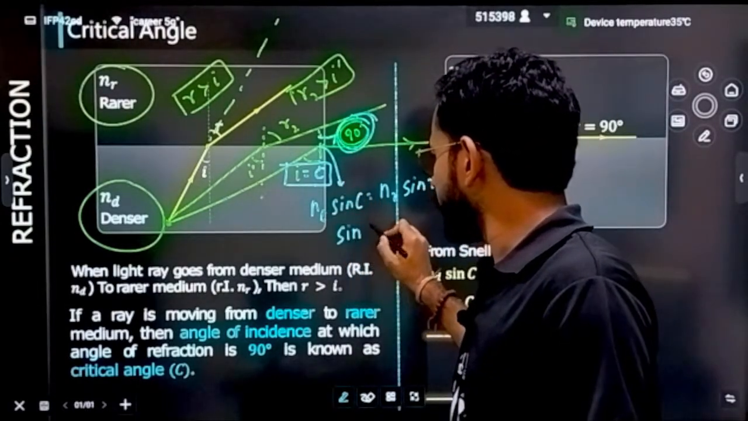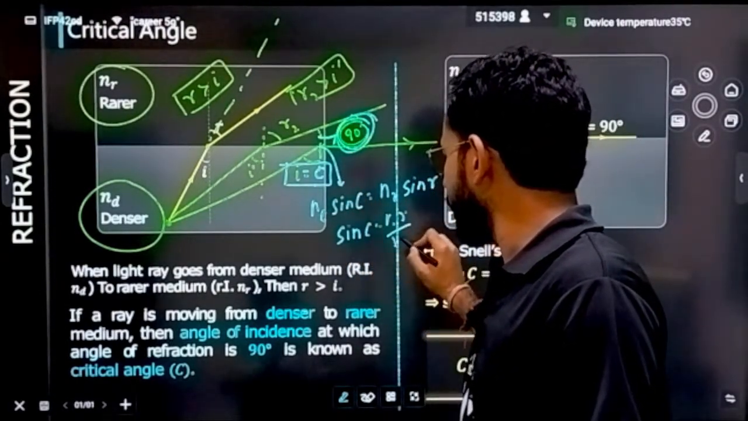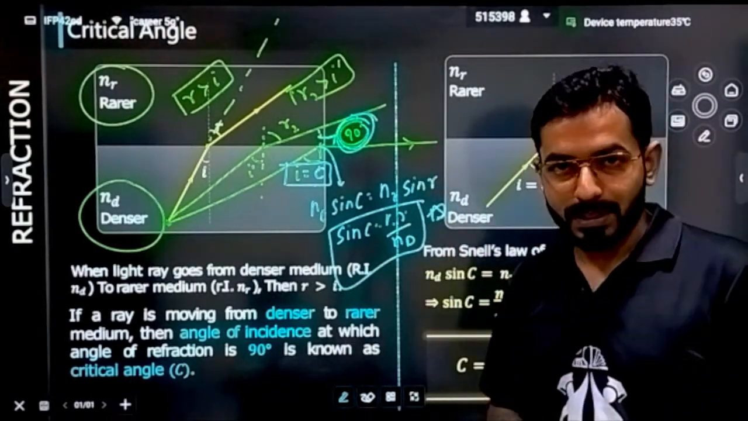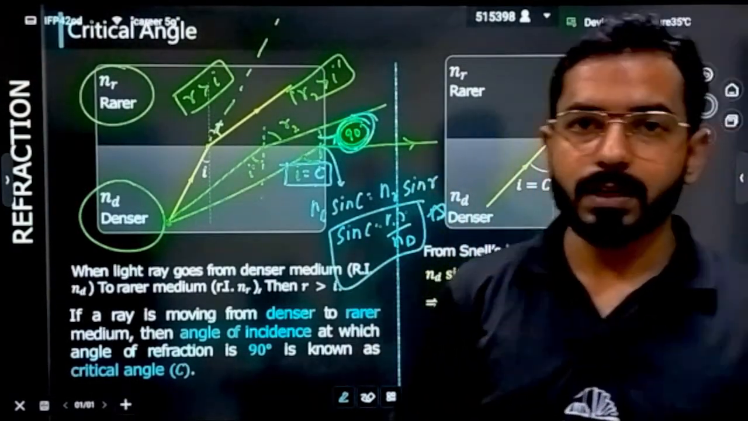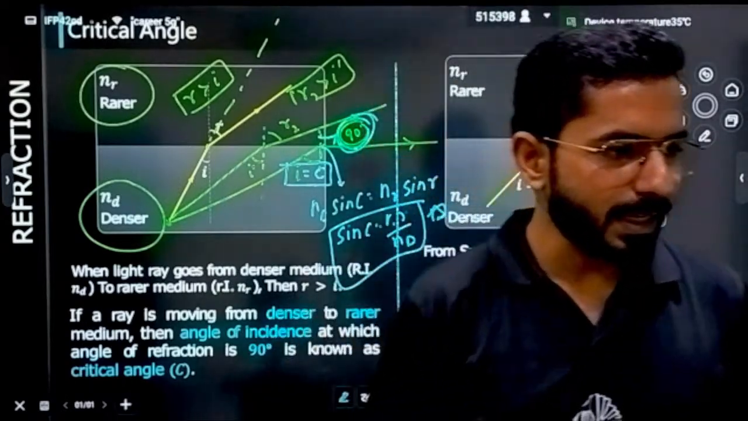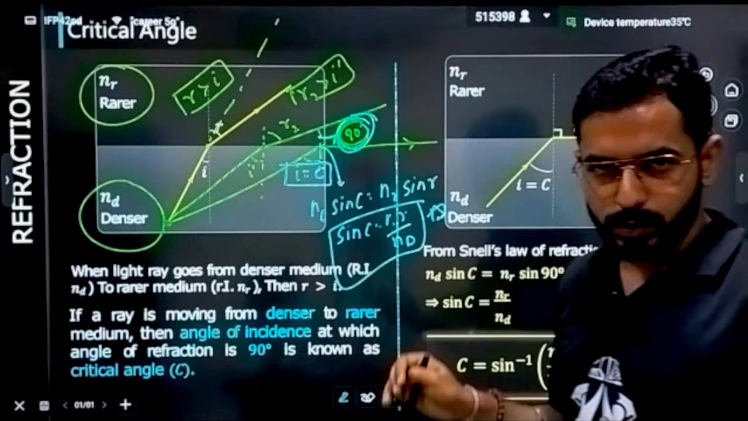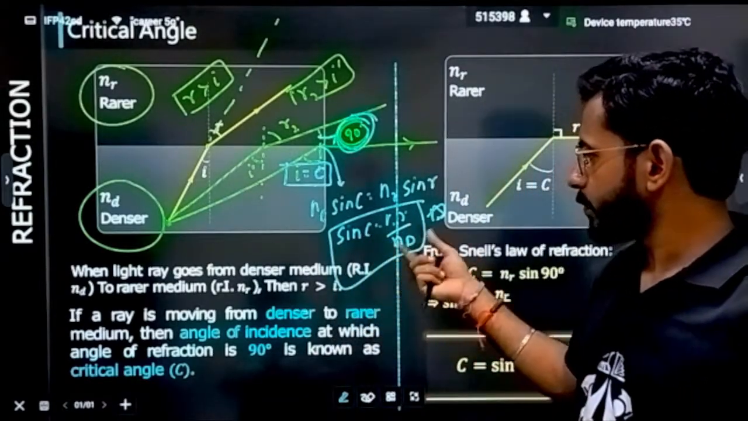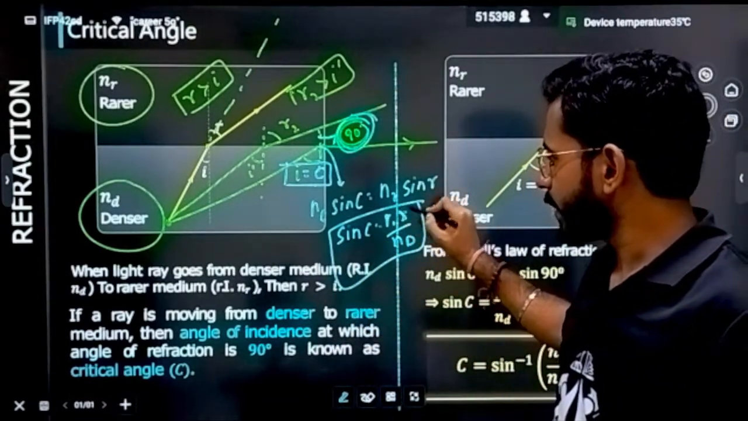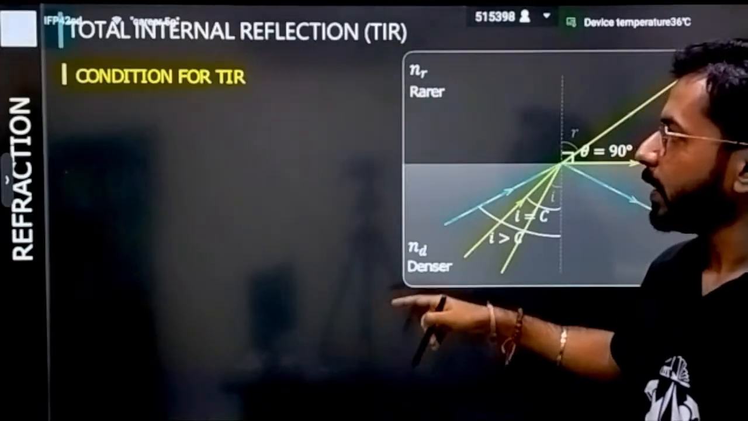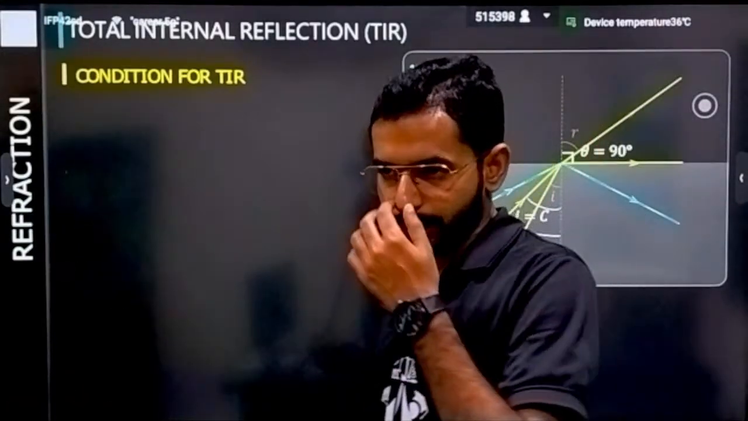From there I will get the formula: sine C is equal to N of rarer medium divided by N of denser medium. Very important result, always remember, because it is going to be applied when we calculate about TIR. We will understand about TIR, and at that time it will help. So the definition I have also told you. This is the formula that you have to remember. Sine of C is equal to N of rarer medium divided by N of denser medium. Clear?